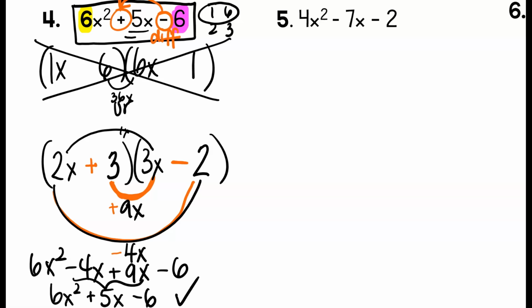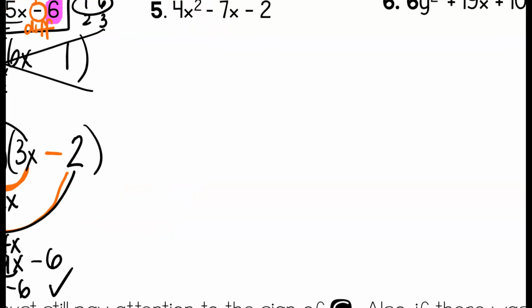So again, I went through a few trials here, and I gave you some hints as to what trial to not even try because it might not work. And most of the time, that's what happens.